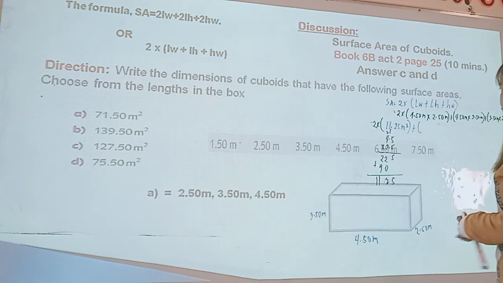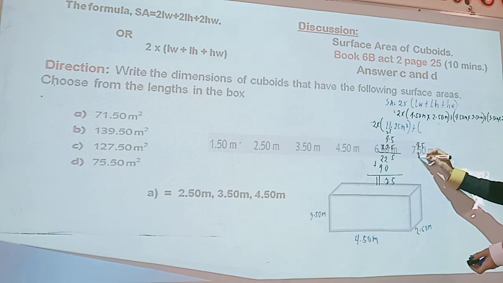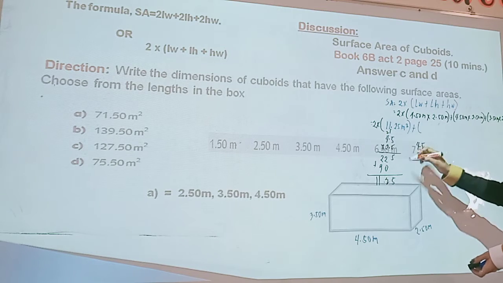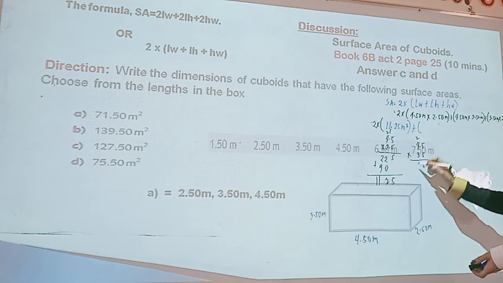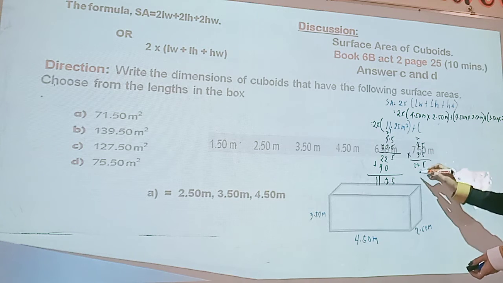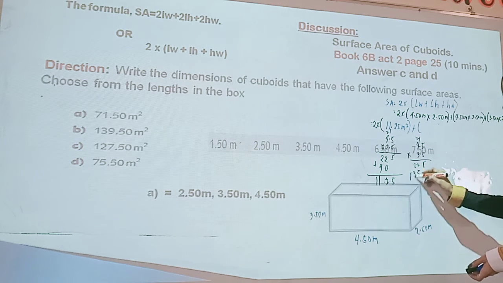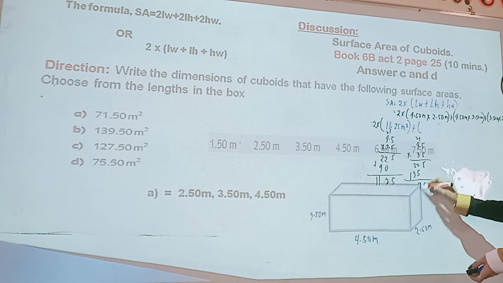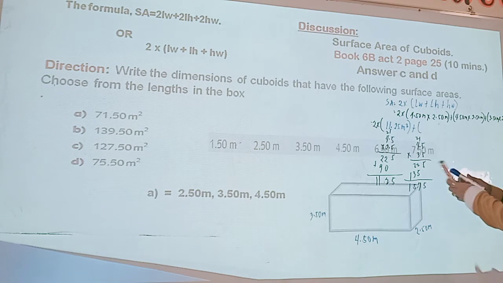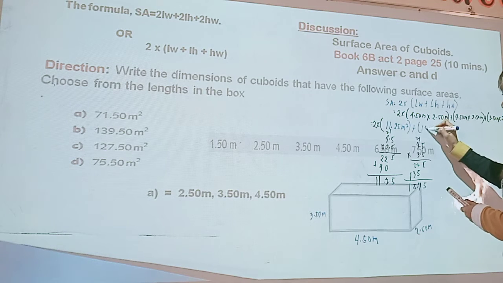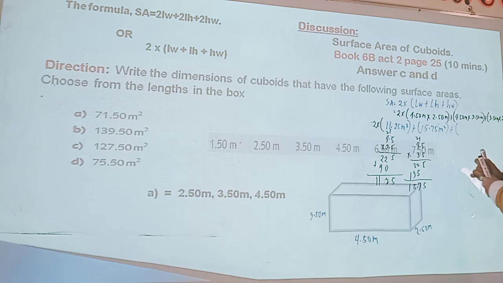Next we need to multiply again 4.5 times 3.5. 5 times 5 is equal to 25, carry 2. 4 times 5 is 20 plus 2 is 22. 3 times 5 is 15, carry 1. 4 times 3 is 12 plus 1 is 13. So 5, 7, 5, 1. How many decimal points? We have 2. So this is 15.75 meter squared.